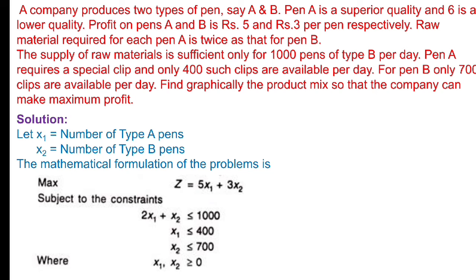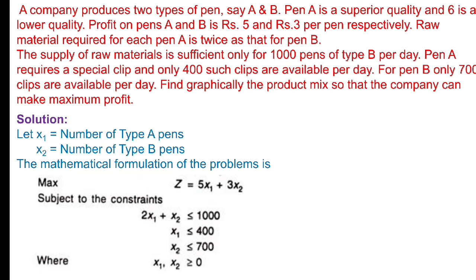Pen A requires a special clip and only 400 such clips are available per day. For pen B, only 700 clips are available per day. 400 for pen A, then 700 for pen B. This is the one. Now we will take it into consideration. Let x1 be the number of type A pens and x2 the number of type B pens.